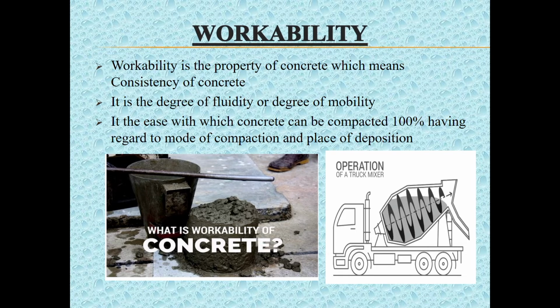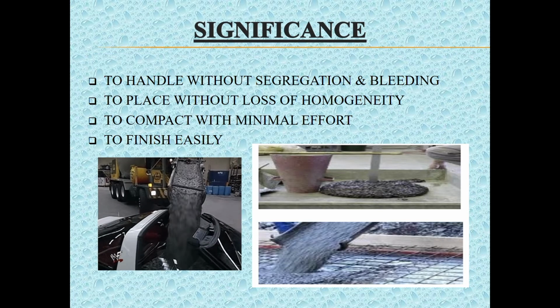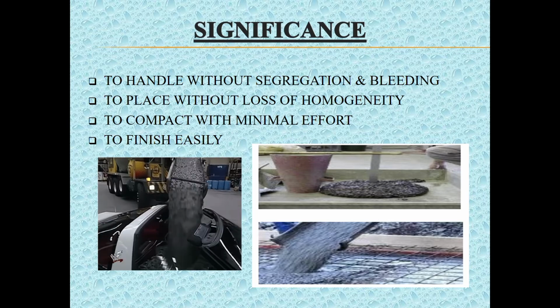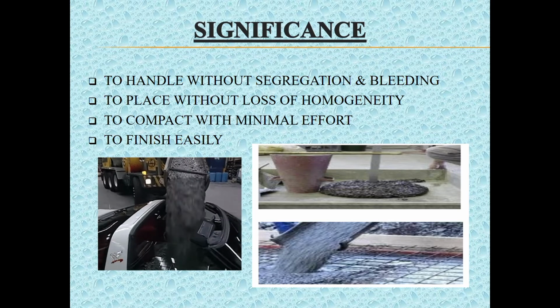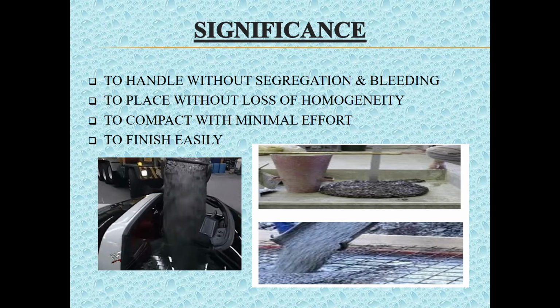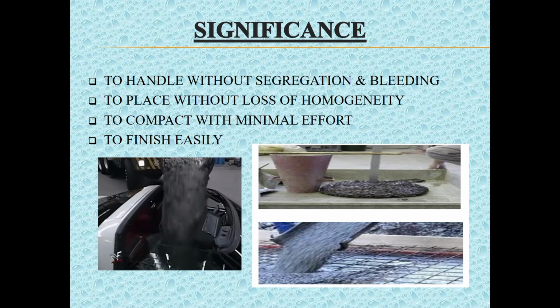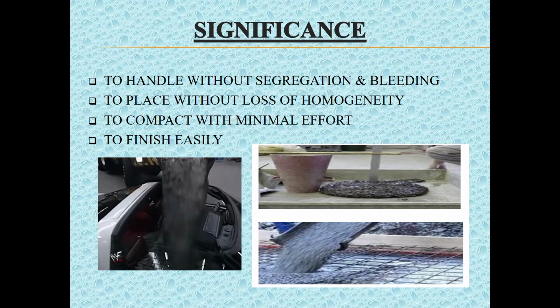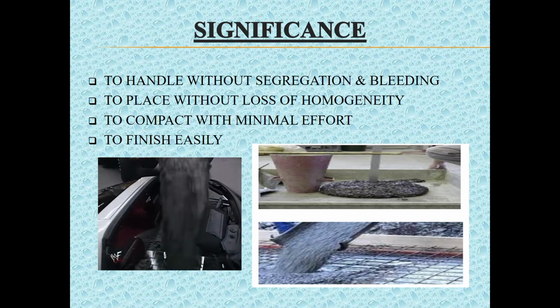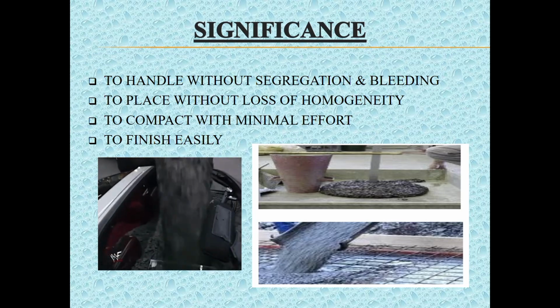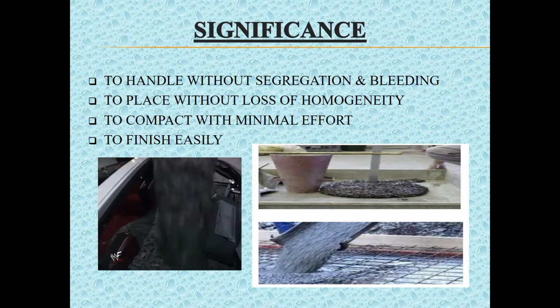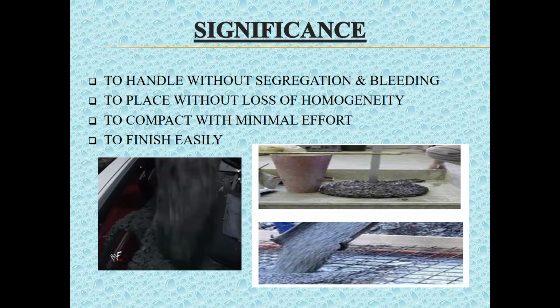Workability of concrete can be attained only by trial and error methods, and there are no specific codes to be followed to attain workability. To enable 100% compaction, usually a high water cement ratio is required. The function of water is to lubricate concrete so that concrete can be compacted with less effort. The water lubrication also helps in handling concrete without segregation, placing it without any loss of homogeneity, and in the finishing process easily.